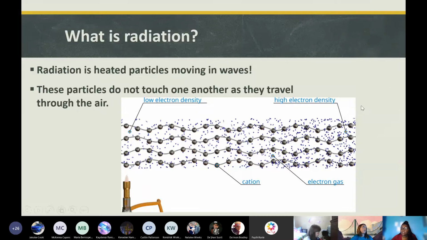Damon, go ahead and unmute yourself and tell us what you need. Are we supposed to draw this picture? You are, yeah. You don't need to do the labels there where it says electrons and all of those things.